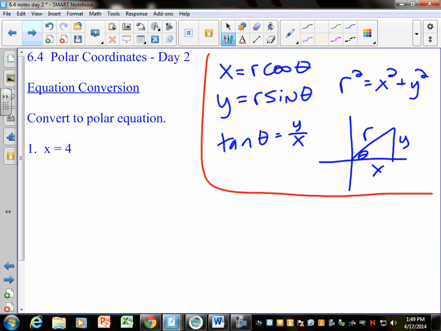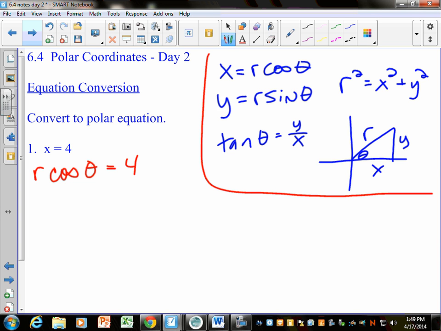But if I want to convert this, I need to change x. Do I have something I can substitute in for x with r's and thetas in it? x equals r times cosine theta. So can I change this x to r times cosine theta equals 4? We got rid of the x. We made it with r's and thetas.